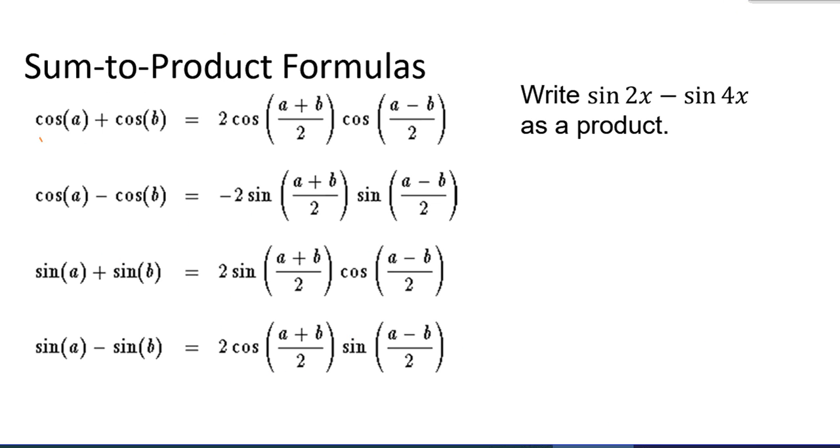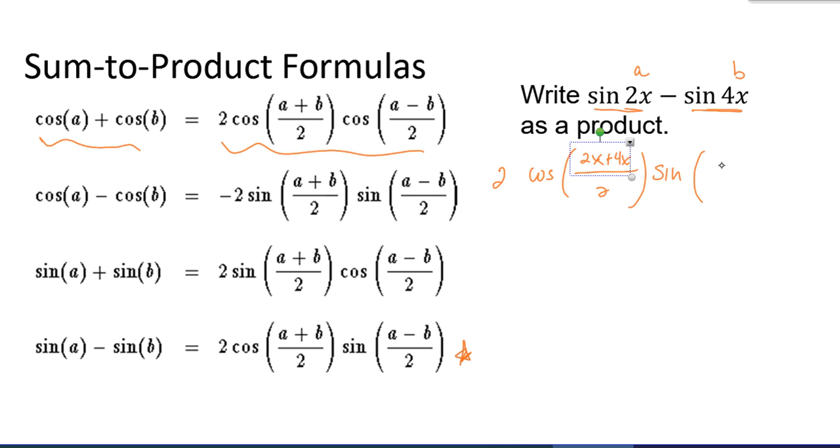Okay, going the other way, if you have a sum, you can now write it as a product. It's basically that formula going back. So it looks like we've got sine of 2x minus sine of 4x. So this will be our A, that'll be our B. And we're looking at this formula right here. So 2 times the cosine of A plus B, so 2x plus 4x over 2 times the sine of 2x minus 4x over 2. Right, this right here comes down to 6x over 2, and it's the cosine 2 times the sine of negative 2x over 2.